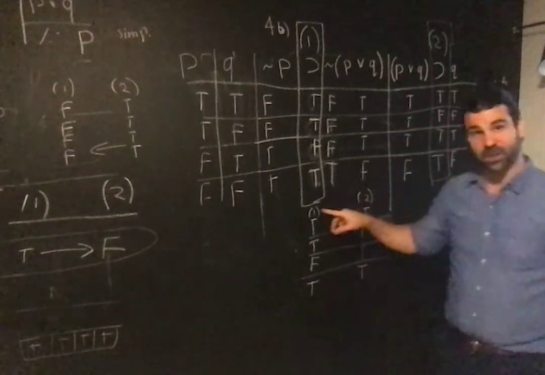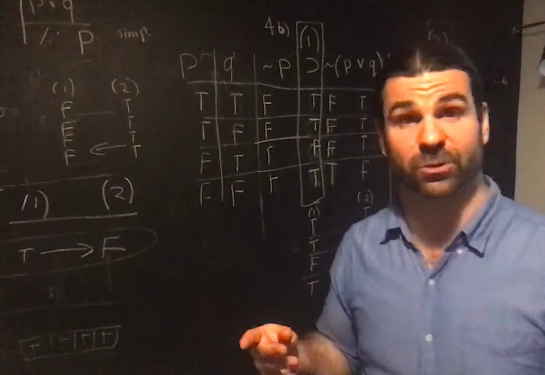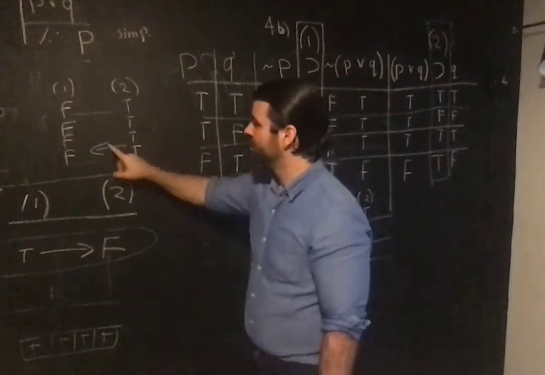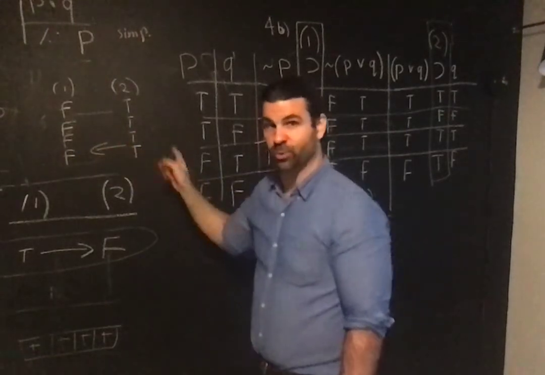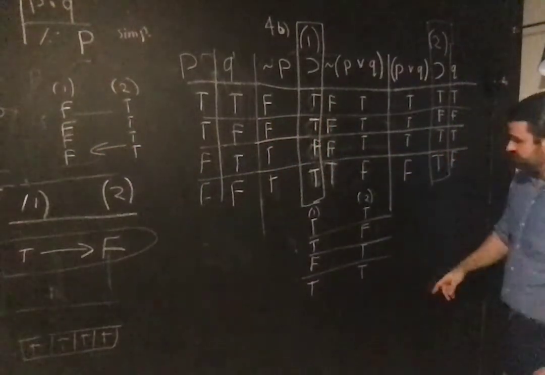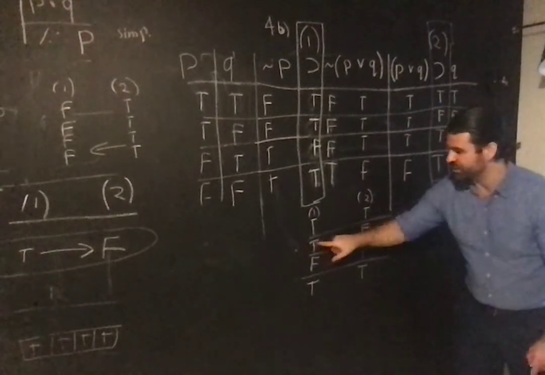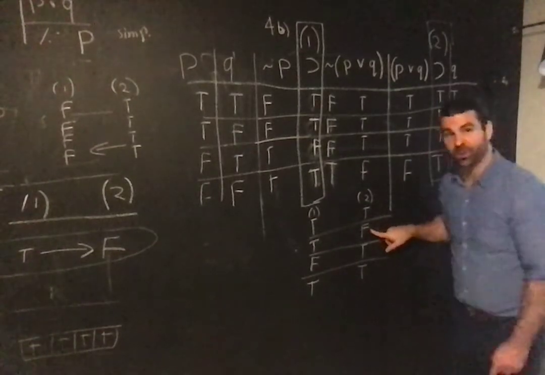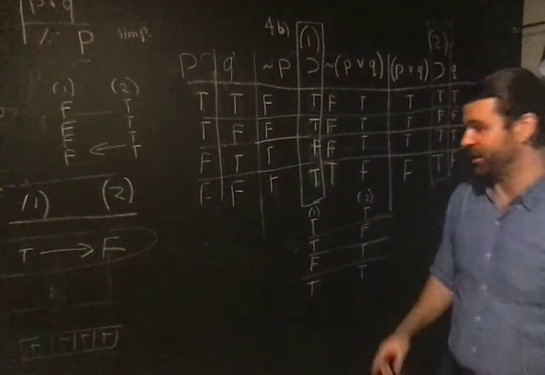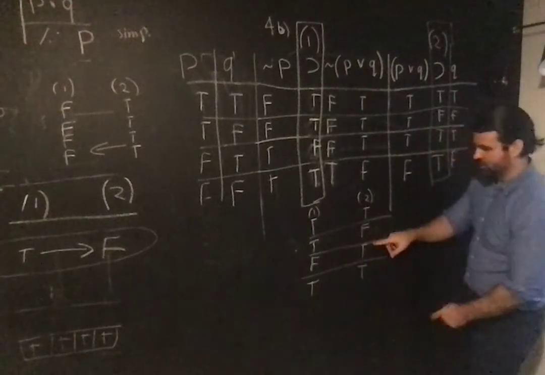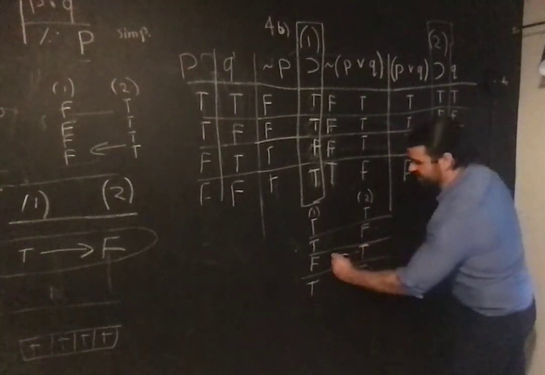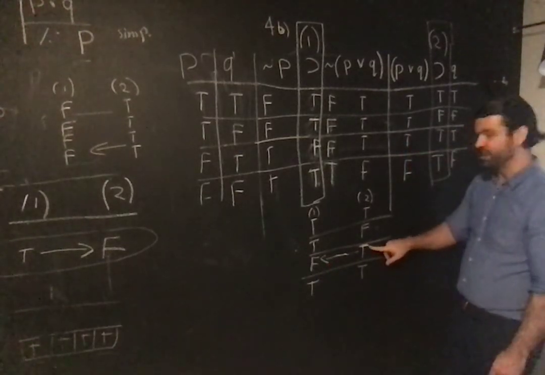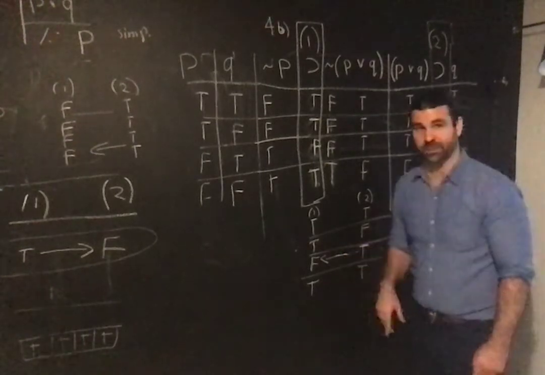Does 2 logically imply 1? It's possible for 2 to logically imply 1, even though 1 doesn't logically imply 2. Here, this row, row 2, which showed us that 1 does not logically imply 2, isn't a problem for whether 2 logically implies 1, because that's false going to true. But look, we have a different row here, T going to F. The third row this time is what rules out 2, which shows us that 2 does not logically imply 1.